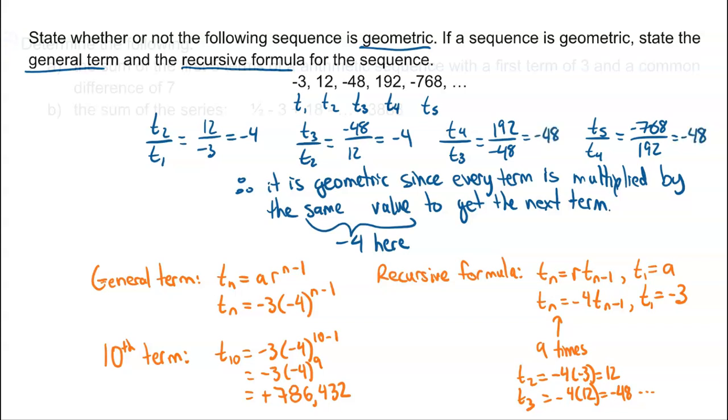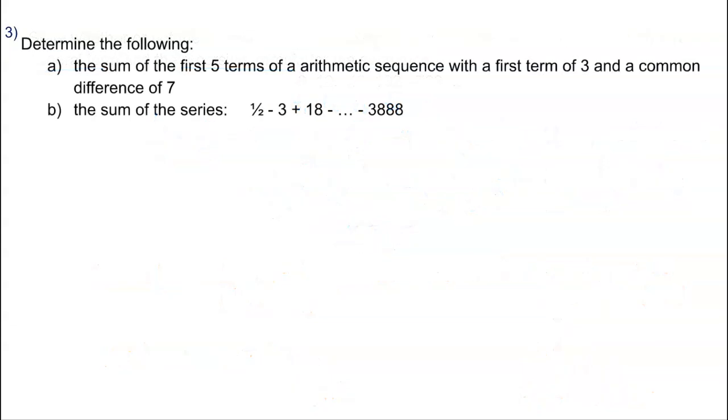Determine the following: the sum of the first 5 terms of an arithmetic sequence with a first term of 3 and a common difference of 7. So the first one is an arithmetic sequence. So let's look at what an arithmetic sequence is. Well, it's something that we know it starts with 3 and then the common difference of 7.